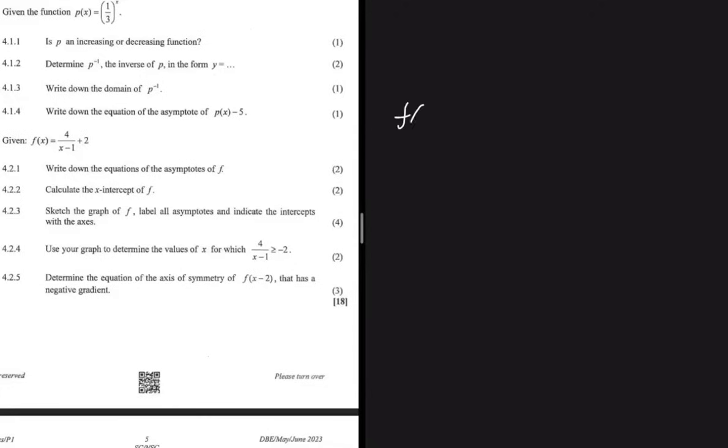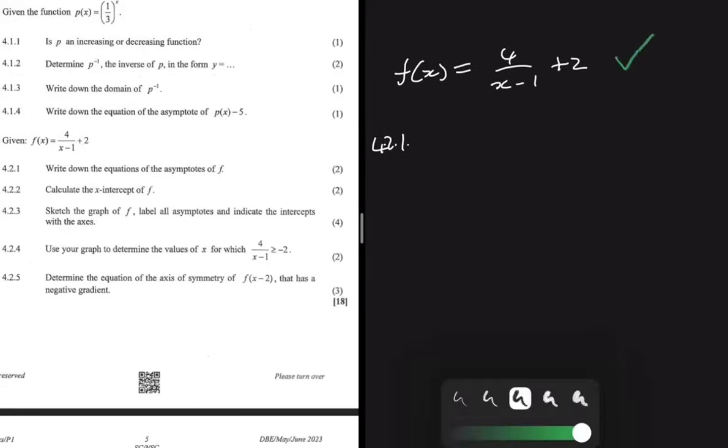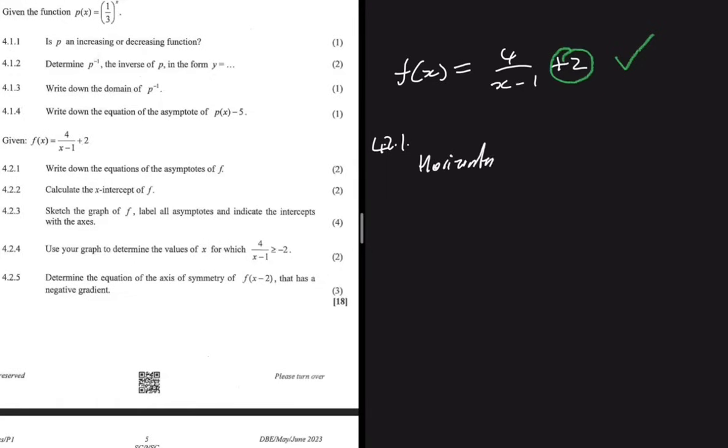Given that f of x is equal to 4 divided by x minus 1, plus 2, write down the equations of the asymptotes of f. That is 4.2.1. You can see just from how the function looks that we have a hyperbola. One of the asymptotes will be at y equal to 2, this value here. So we have our horizontal asymptote at y equal to 2.